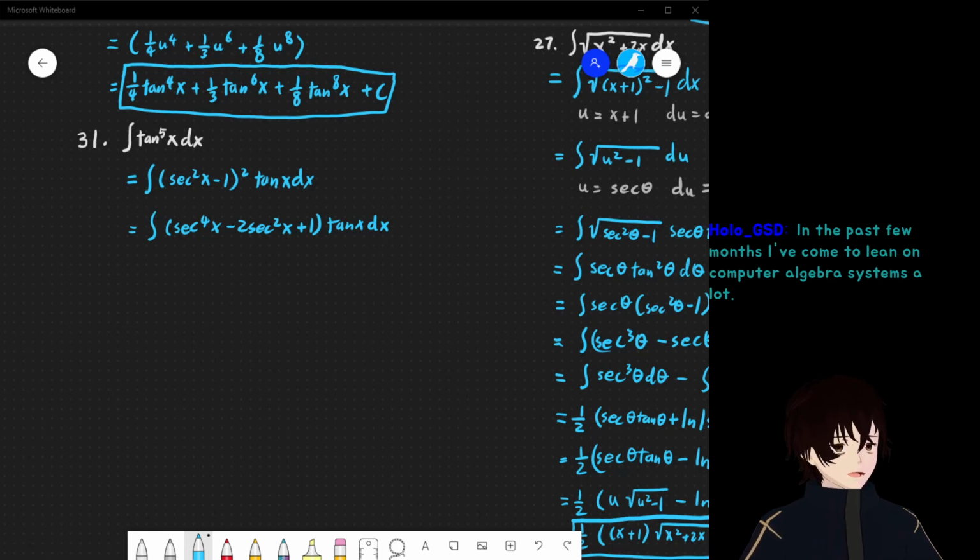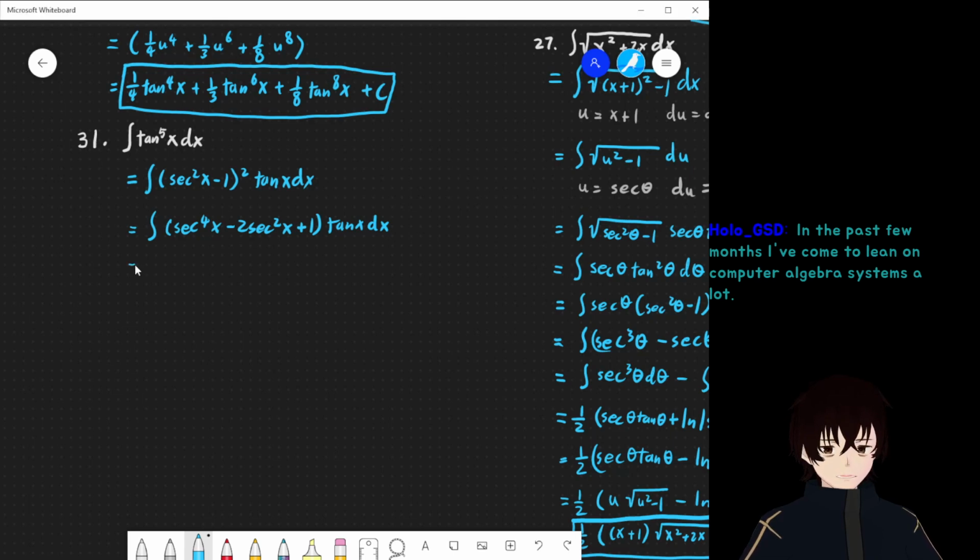You come to lean on computer algebra systems a lot. I don't know much about computer algebra systems, but I know that calculators are capable of solving these integrations.